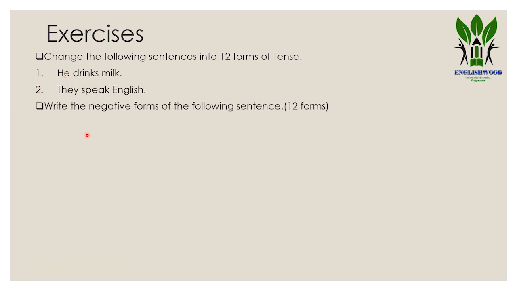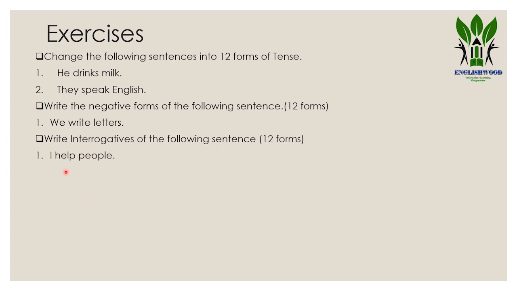Okay, and write the negative forms of I write letters. Write the I write letters, then you change into negative. We don't write letters, then we are writing letters, we are not writing letters, we aren't writing letters. Okay, so in this way, change into negative forms, change into interrogative forms. So this verb, you practice this one. This is very important to learn English.